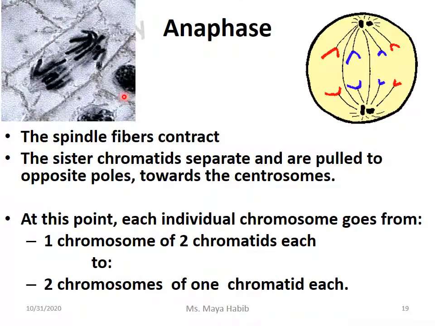During anaphase, the sister chromatids of each chromosome separate. This happens because the spindle fibers contract, and the sister chromatids are pulled to opposite poles of the cell. When the sister chromatids are separated, they are pulled towards the centrosomes. Note that each chromosome which is of 2 chromatids will become 2 chromosomes of 1 chromatid each.